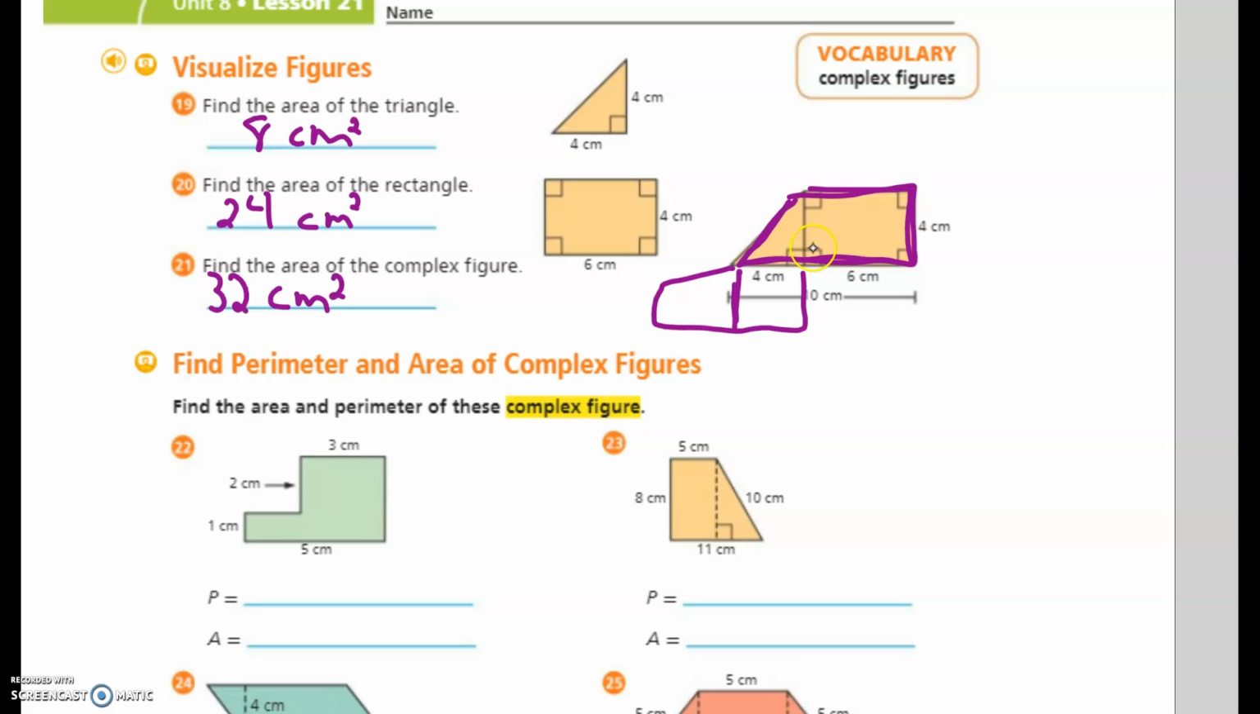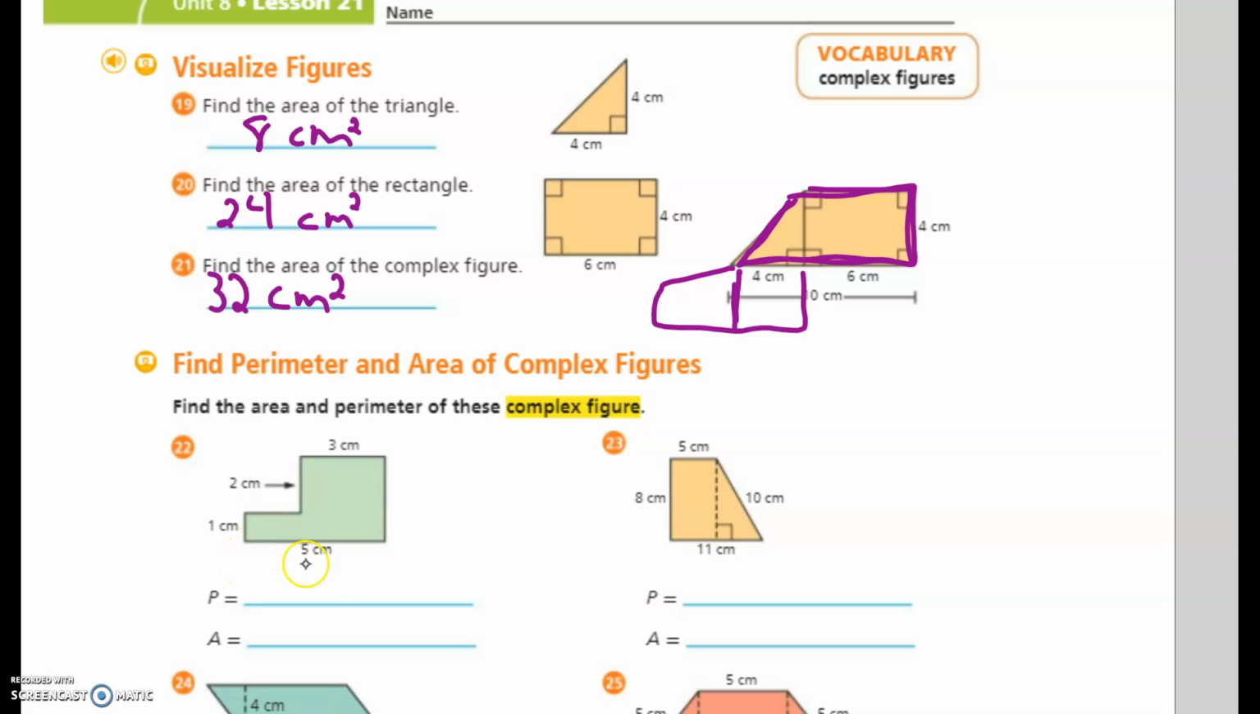But someday you might have a house that has a shape like that, and you want to figure out how much would it cost to put hardwood in, or how much would it cost to put a different floor covering in. All right, let's go to this area down here.